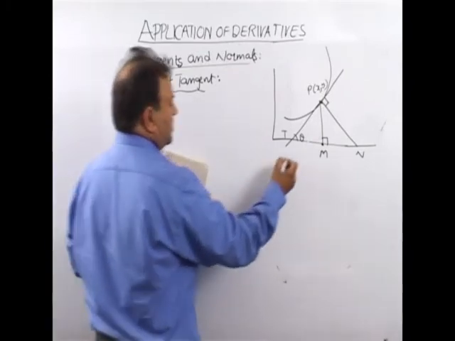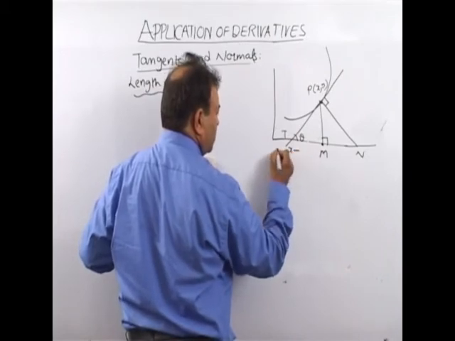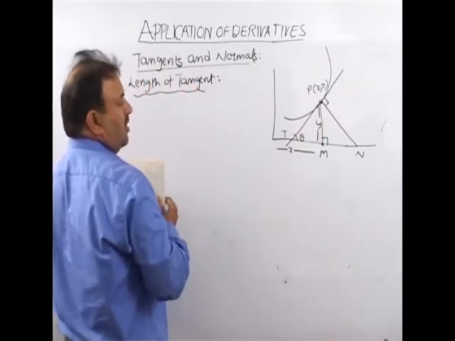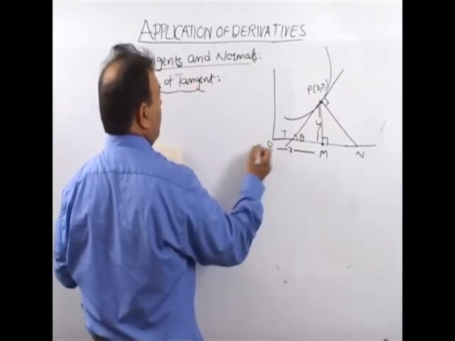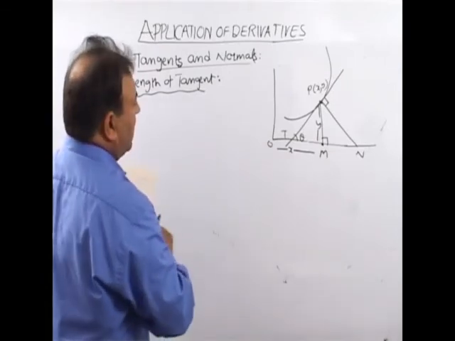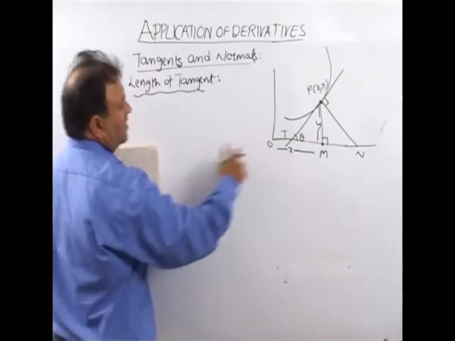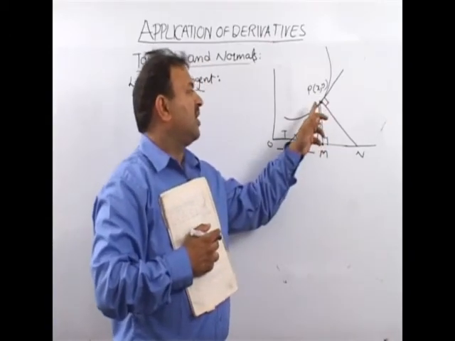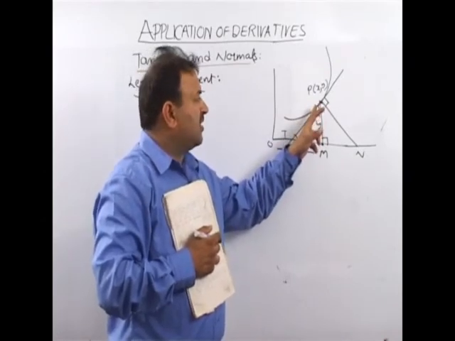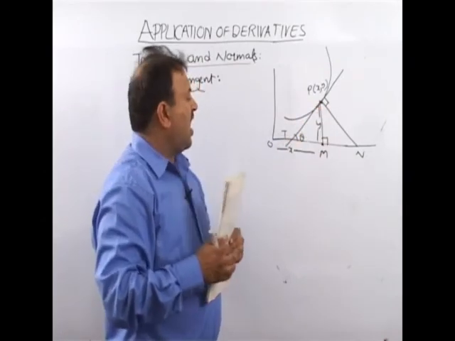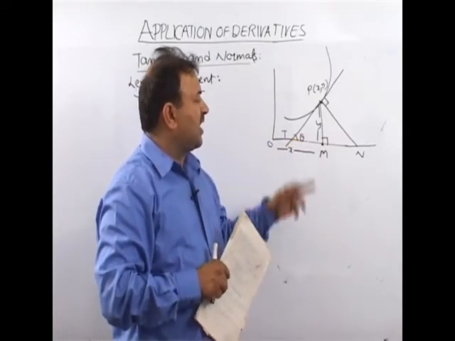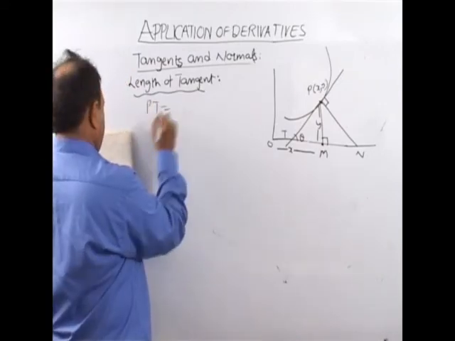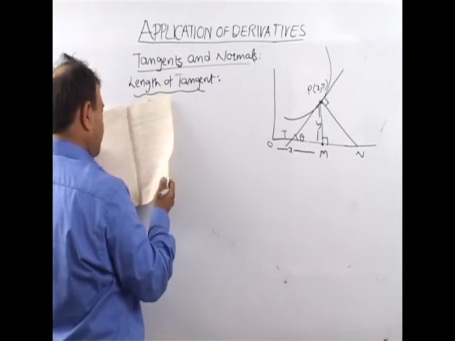So from here I can say this is x. यहाँ से this distance is x and this distance is y. So length of tangent क्या होती है? The length of tangent is the distance from the point where the curve meets the tangent to where it meets the x-axis. Here I'll say the length of tangent is PT.